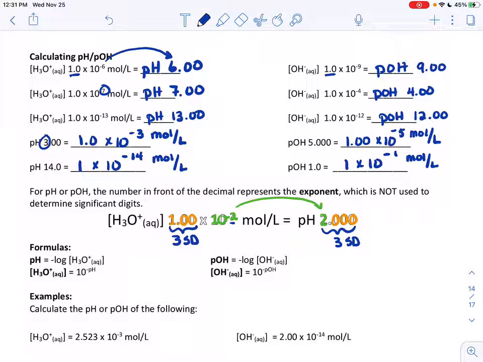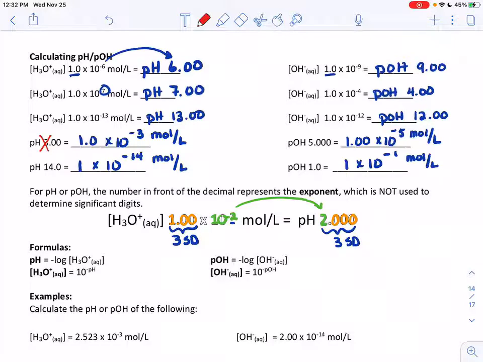So the rule is that for pH and pOH, and only pH and pOH, the number in front of the decimal does not count for significant digits, right? Does not. So if I go back to my example, you can see here, for this one, pH of 3, I'm just going to use a different color here. You can see that I'm not counting that as a significant digit.